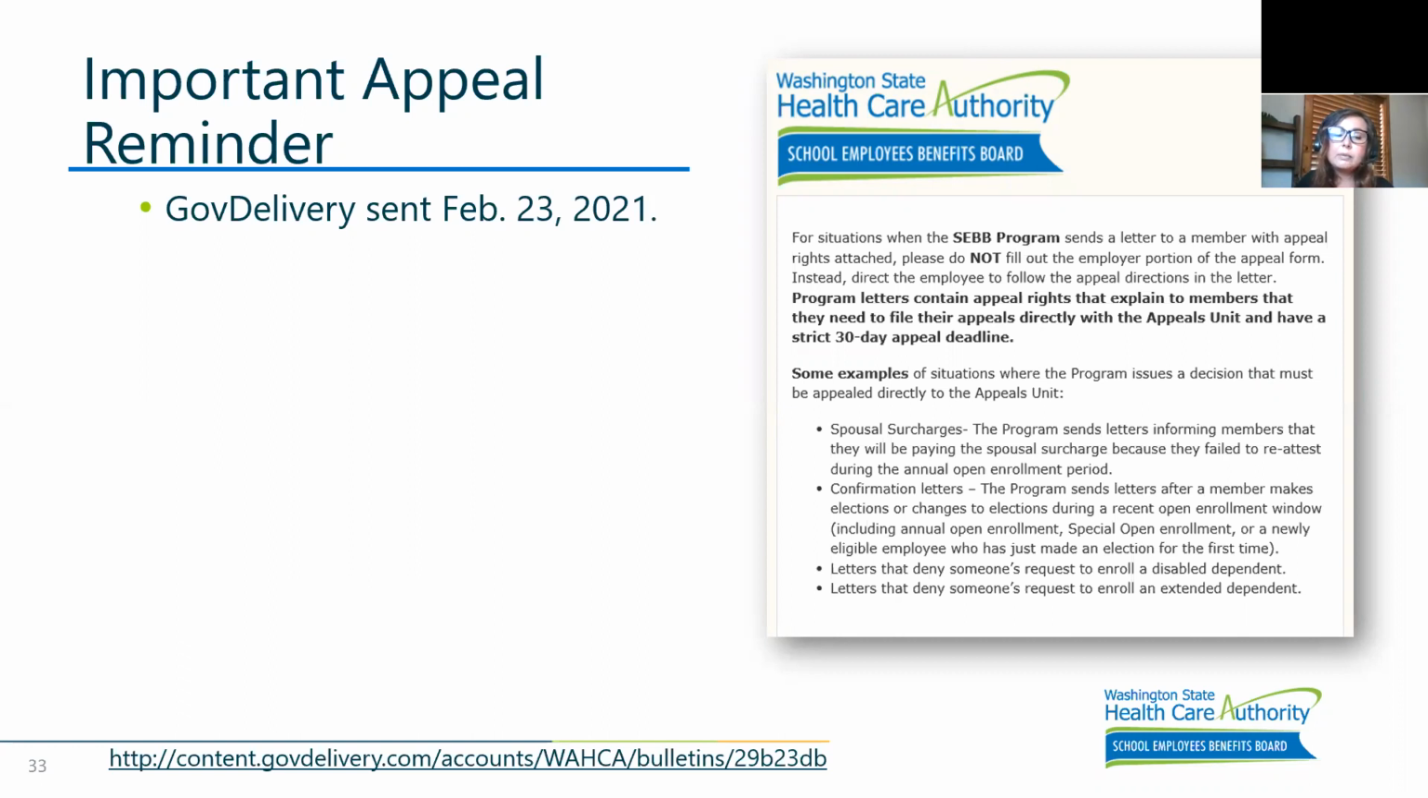with appeal rights attached. Some examples include an employee receiving a letter informing them that they will be paying the spousal surcharge due to failing to reattest during open enrollment. Or another example is a confirmation letter that this employee received after making their coverage elections. Maybe they don't agree with that and they want to file an appeal. In this situation, they would need to appeal directly to the SEBB program.